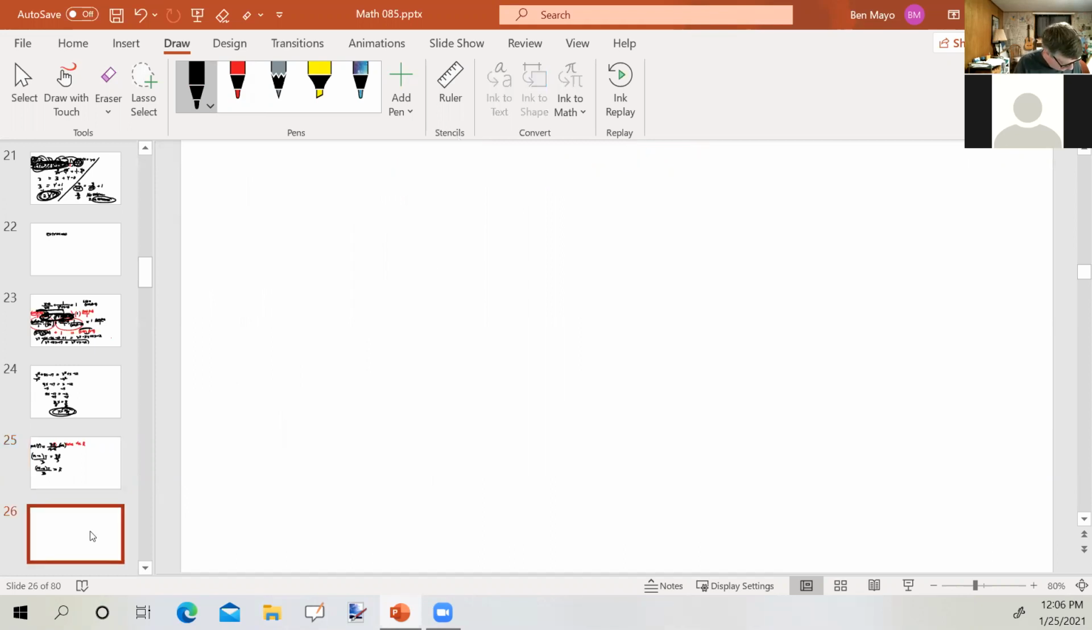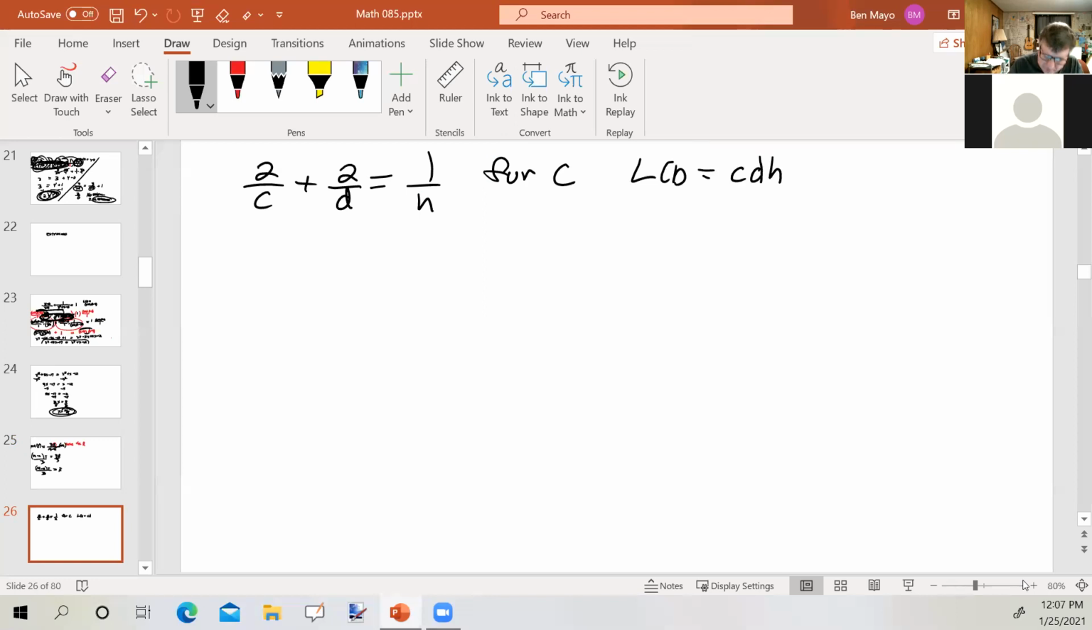All right. Let's say we've got 2 divided by c plus 2 divided by d equals 1 divided by h, and we want to solve for c. C is in the denominator, so if I get rid of the 2 on top and I have 1 over c, that still isn't solving for c. That would be 1 divided by c. So I need to get c up on top. What I'm going to do, I'm going to multiply both sides of the equation by the LCD, which in this case is c times d times h.